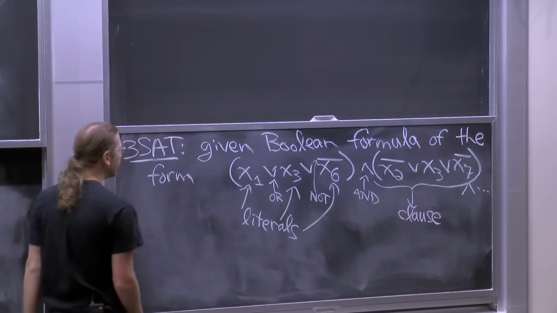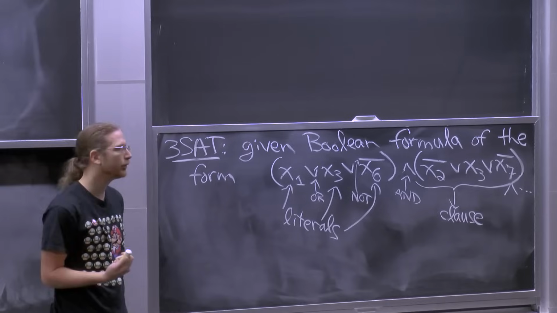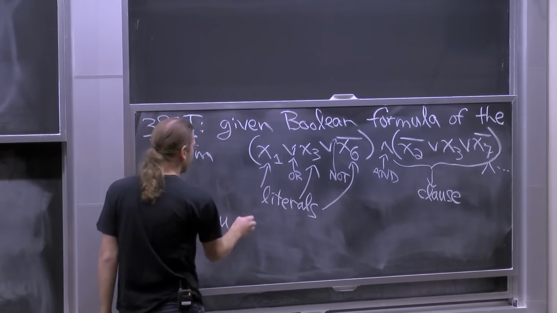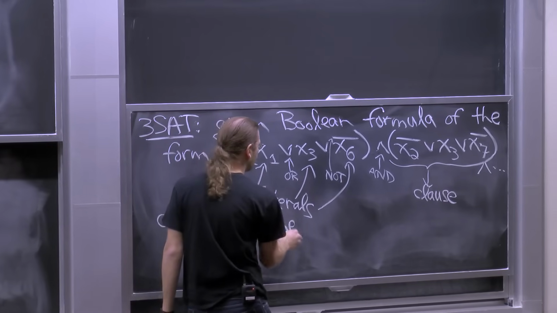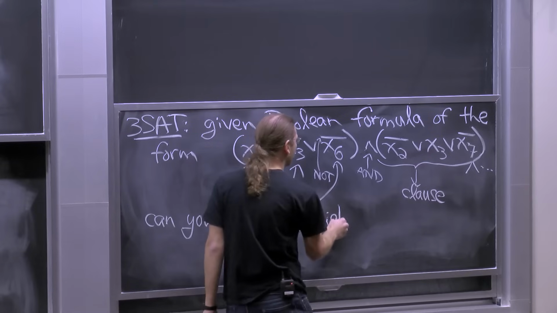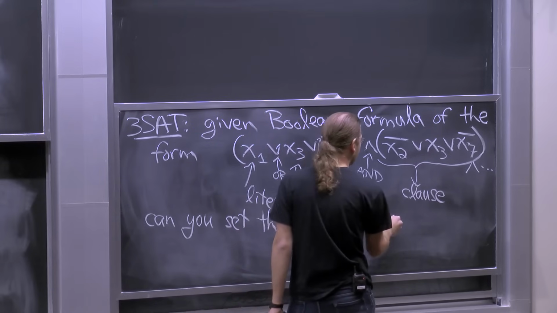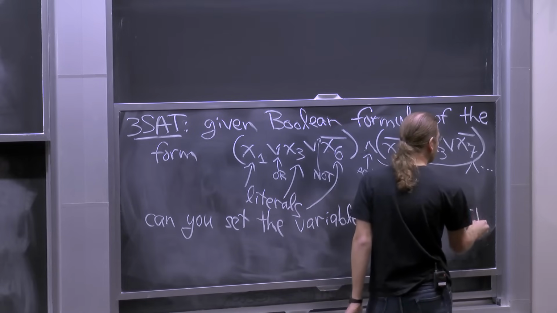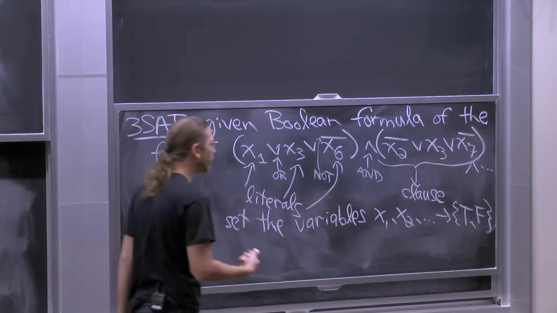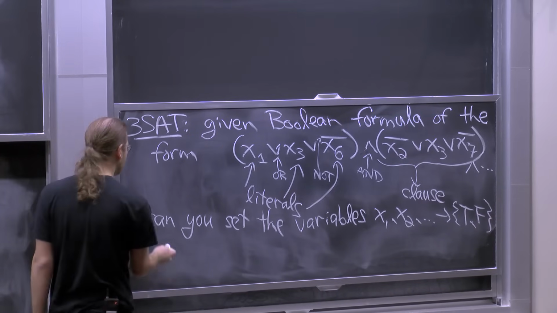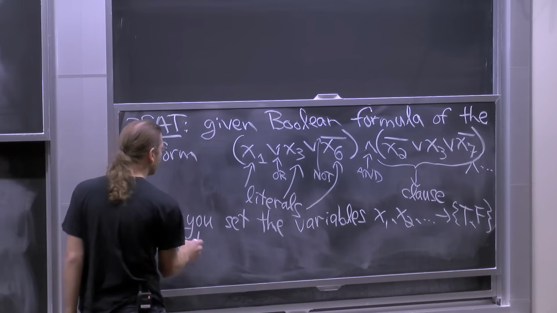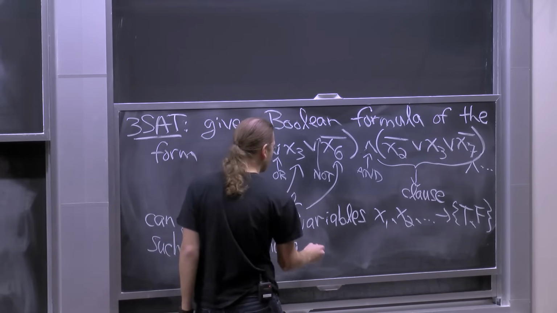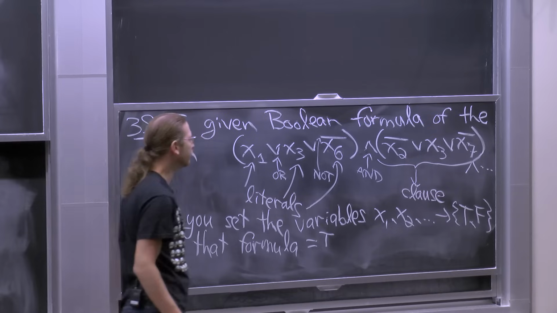And my goal is this should be a decision question. So I have a yes or no question. And that question is, can you set the variables x1 to true or false? So each variable I get to choose a true or a false designation such that the formula comes out true. I use T and F for true and false.